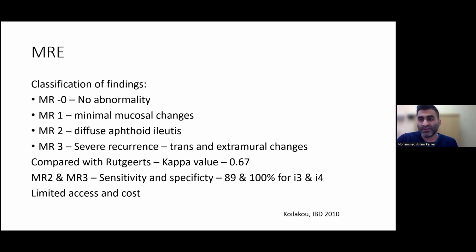There's a study done by Koliko in IBD in 2010, where conventional endoscopy using the Rutgeerts scoring system was compared to MRE. So the classification of findings was MR0 to MR3, with 3 being the severest of recurrence. And then when compared to Rutgeerts score, there was substantial agreement statistically with a kappa value of 0.67. Then the MR2 and MR3 sensitivity and specificity was 89 and 100% for I3 and I4 disease. In our setting, there is often limited access and cost involved with MRE.